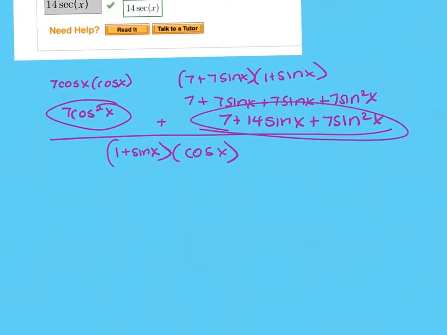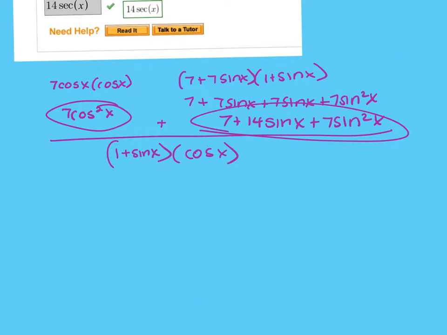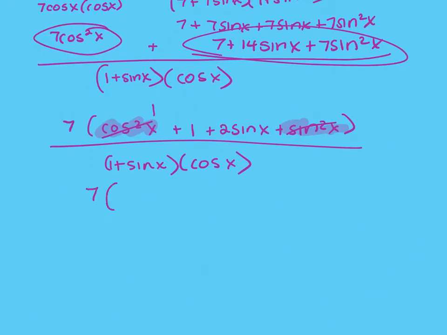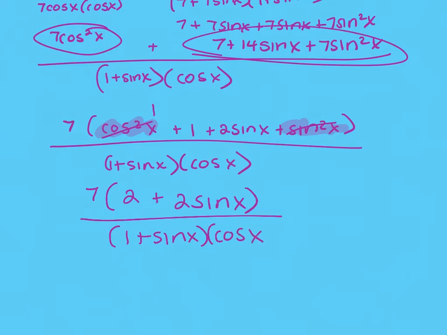So from there, because you have 1, you could take a 7 out of all the ones on the top. I could say 7 times cosine squared x plus 1 plus 2 sine x plus sine squared x over 1 plus sine x cosine. What in the numerator, what else can you do? What is cosine squared plus sine squared? 1. So I can change that to be 1. And now I have 7 times 1 plus 1, so 2, plus 2 sine x over 1 plus sine x times cosine x.